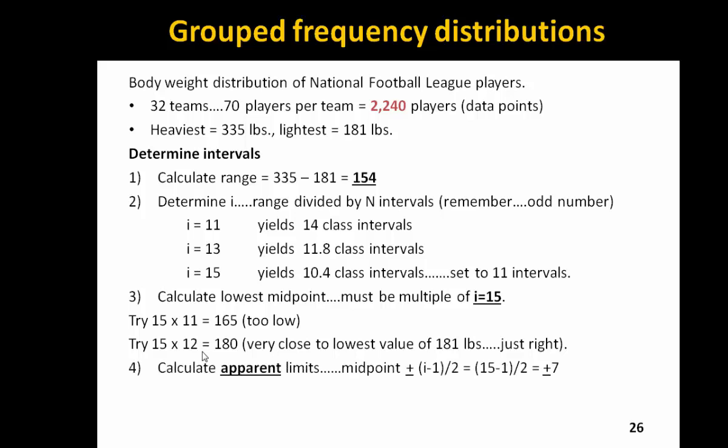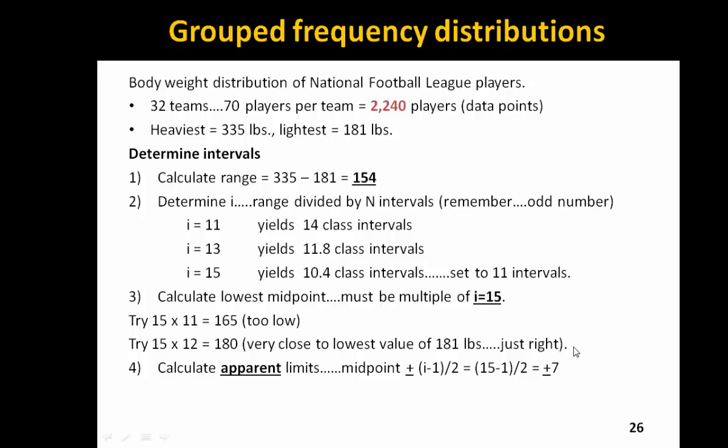We then calculate the apparent limits around the lowest midpoint. It's the midpoint value plus or minus (i minus 1) divided by 2, with i equal to 15. So 15 minus 1 is 14, divided by 2 is plus or minus 7, and that will give us our apparent limits.